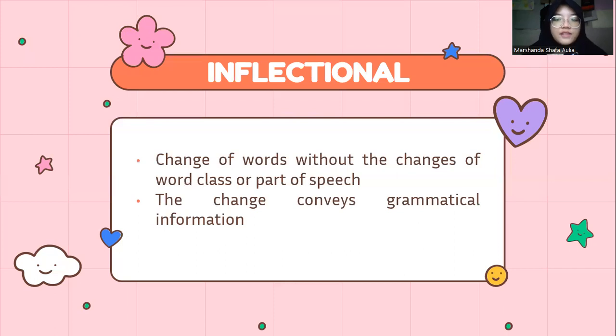The change conveys grammatical information and consists of affixation or vowel change. So basically, inflectional morphology is when you add a prefix or suffix, but you don't change the word class. If it's a noun, it's still a noun. If it's a verb, it's still a verb. You are just adding more prefixes or suffixes to go from singular to plural, or to convey grammatical information, like from simple present to present continuous.